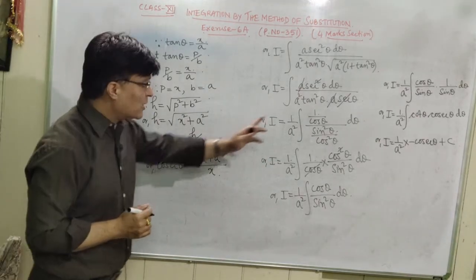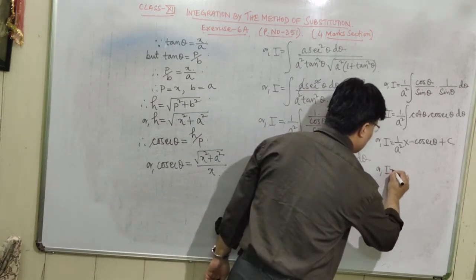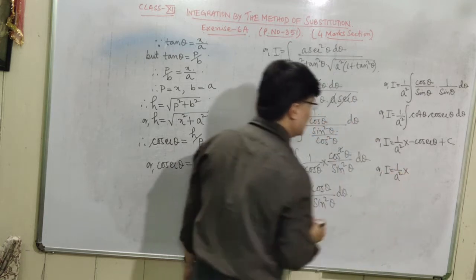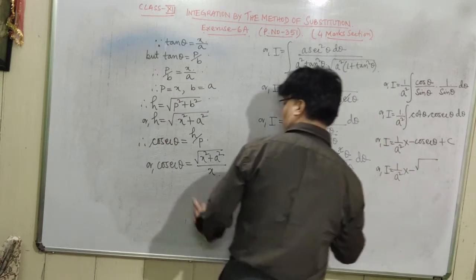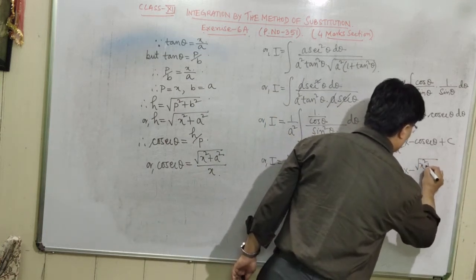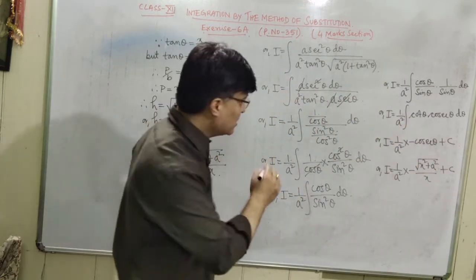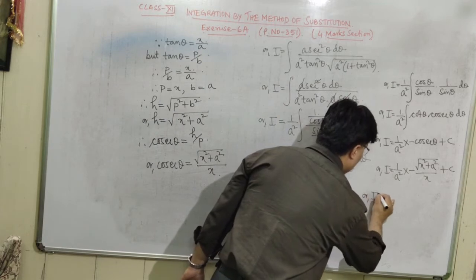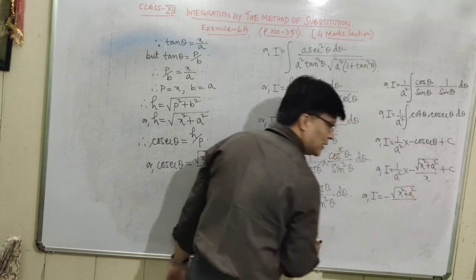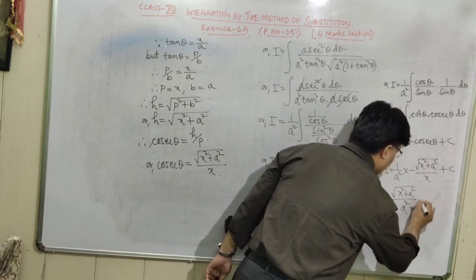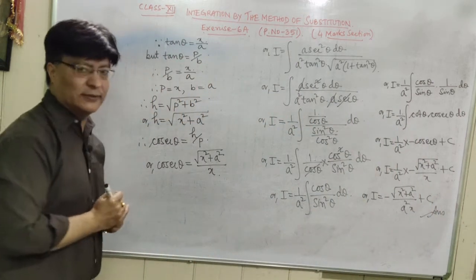So you can put the value for cosec theta in that I. So now I is equal to 1 upon a square into minus cosec theta, minus root over x square plus a square divided by x, plus c. So what is the final answer? I is equal to minus root over x square plus a square divided by a square x, plus c. So this is the final answer.